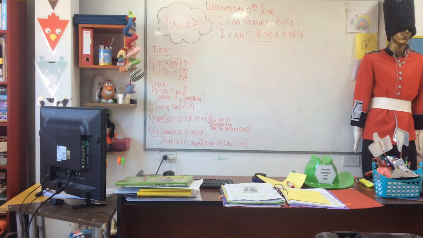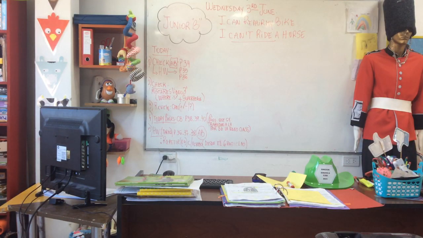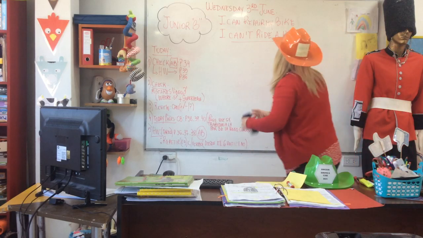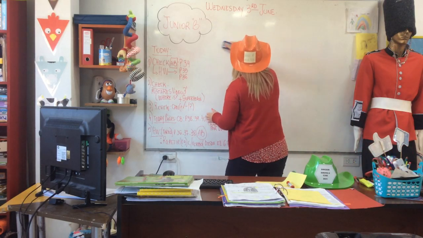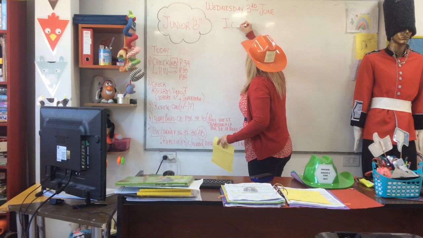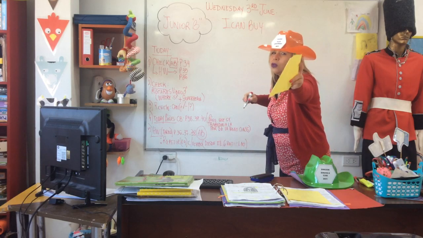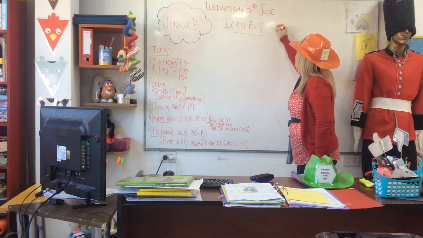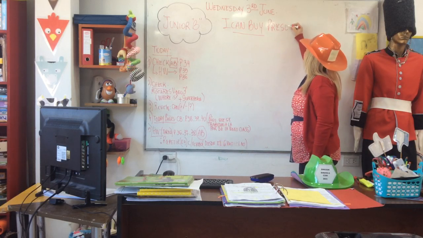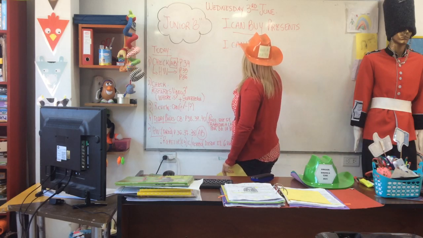What color is it? Look. Okay. Clean. Play football. Buy. Wow. Yeah. I can buy presents. No voy a hacer en el orden, ¿eh? Ahí voy a hacer en diferentes órdenes. Okay. I can buy, what is buy? Comprar, muy bien. La gente que estuvo estudiando la lista de verbos lo sabe. I can buy presents. ¿Qué son presents? Regalos, well done.